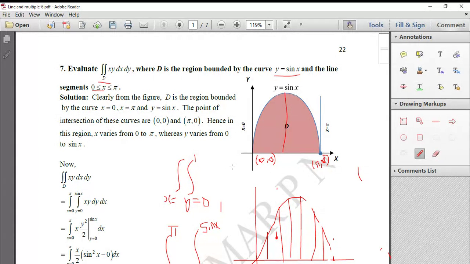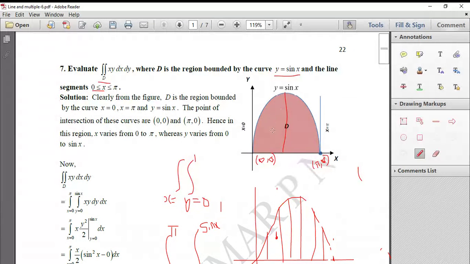So, how to find the point of intersection? Very simple. If you put x equal to 0 here, your sin 0 is 0, so y is equal to 0. So 0, 0 is one point of intersection. And if you put x equal to pi in this one, you'll get sin pi, which is again 0. Therefore, pi, 0 is another point of intersection.